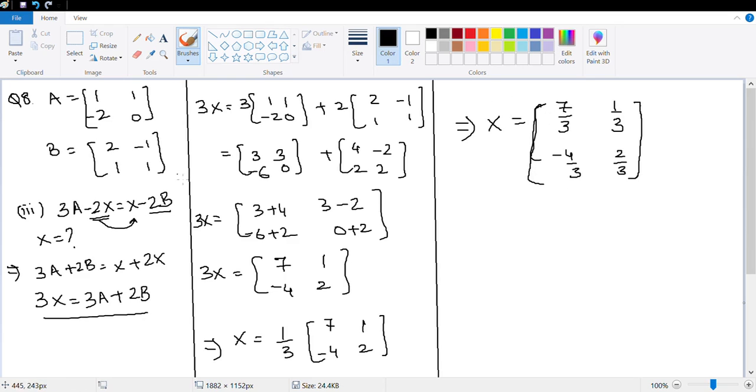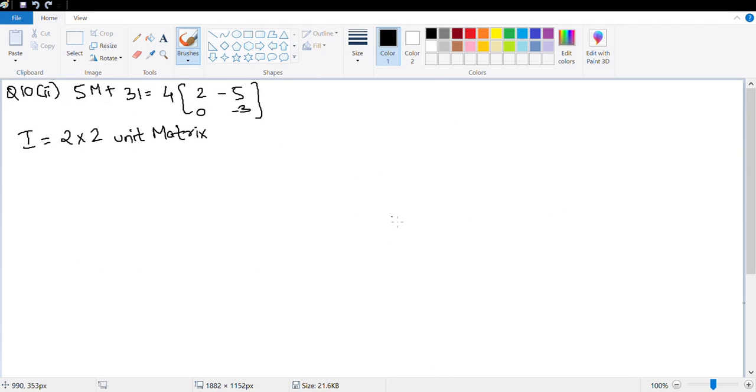Yeah, that's about it. Let's look at the last question. No, not last. One more have to do. So let's look at the next question. The next question that we do is question number 10, part 2. It says 5m, if I is a unit matrix of order 2 by 2.